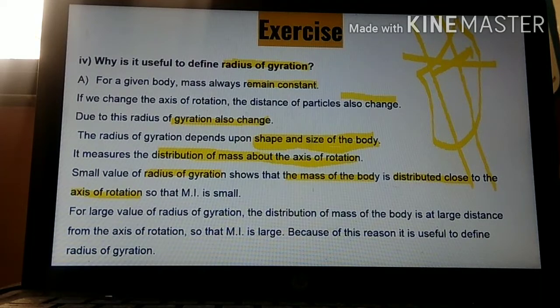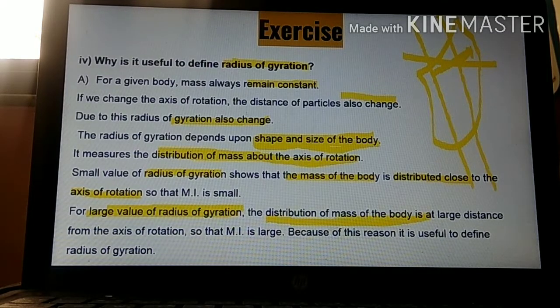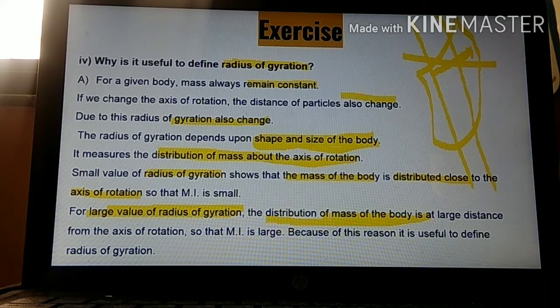Whenever the radius of gyration is very small, what does it tell us? That the moment of inertia is very small, as all the masses are distributed very near to the axis of rotation. But when the radius of gyration is very large, what does it denote? The masses of the body are distributed at a larger distance from the axis of rotation. So the moment of inertia is large. Because of this, it is useful to define the radius of gyration.